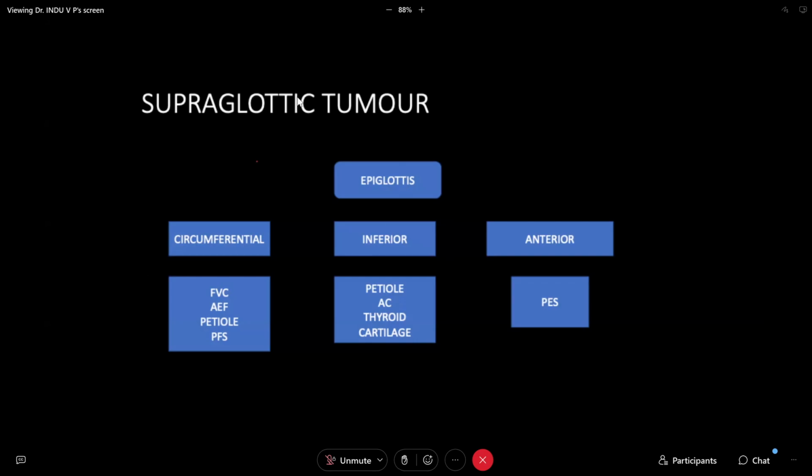So the supraglottic tumor, if it is epiglottic carcinoma, it can circumferentially involve the aryepiglottic fold, the false vocal cord, the petiole part, and the piriform sinus. Inferiorly, it can extend into the petiole portion of the epiglottis, the anterior commissure, thyroid cartilage area, and anteriorly it can extend into the pre-epiglottic space.